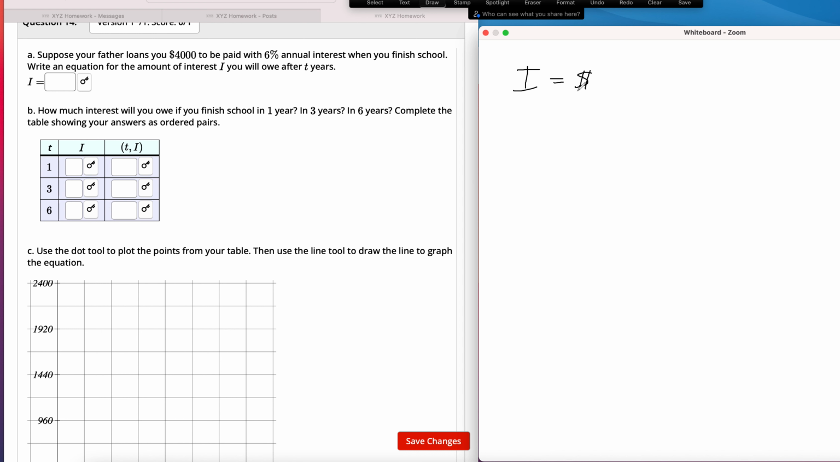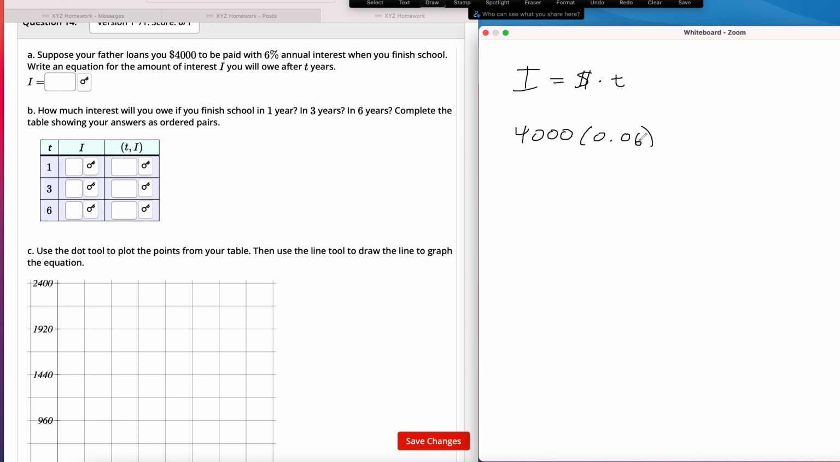going to pay per year, which we're going to have to figure out, times the number of years that you owe. So for instance, if it was $300 a year for 4 years, 4 times 300, $1,200. So that's the idea. So we know that we're borrowing $4,000 and we're going to pay 6% on that. So 0.06.